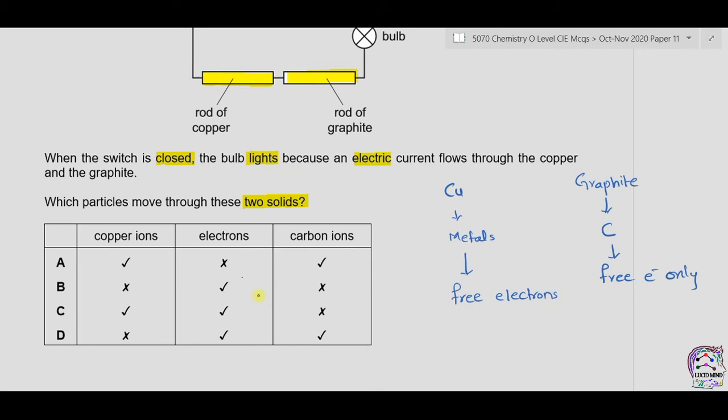So in both, as only electrons move, so B, C and D could be correct. Now as copper ions and carbon ions do not conduct current, only the electrons do, so therefore it could be B or D for copper, and it could be B only for carbon. So in B, as all 3 options are correct, therefore it is the answer.